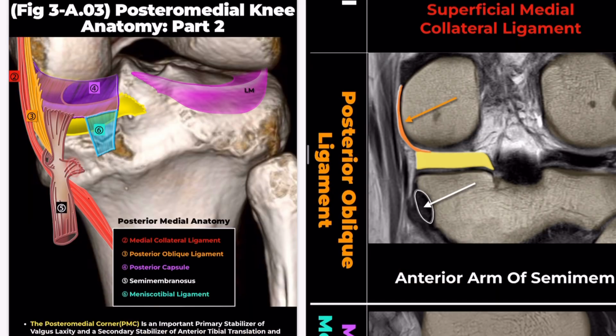Direct arm. Anterior arm. In the coronal image, the posterior oblique ligament is visible, and the anterior arm of the semimembranosus tendon can be seen. This anterior arm inserts into the medial proximal tibia and passes under the posterior oblique ligament. This arm attaches to the coronary ligament at the posterior horn of the medial meniscus. Some authors refer to the short meniscus arm of the semimembranosus.